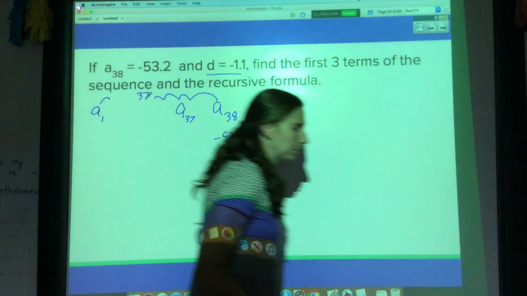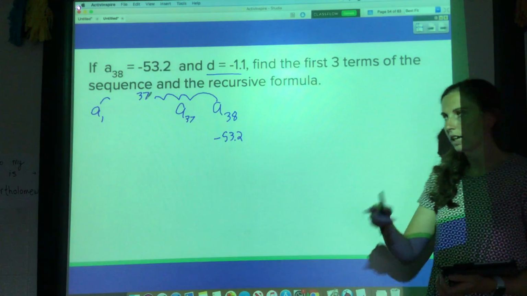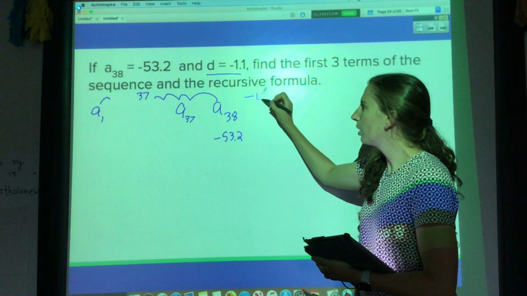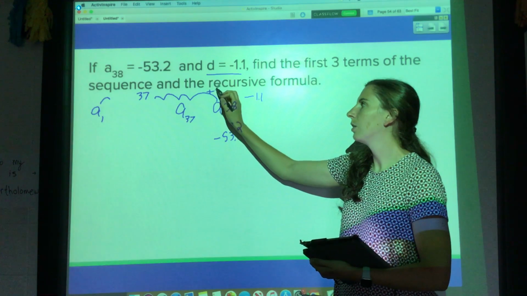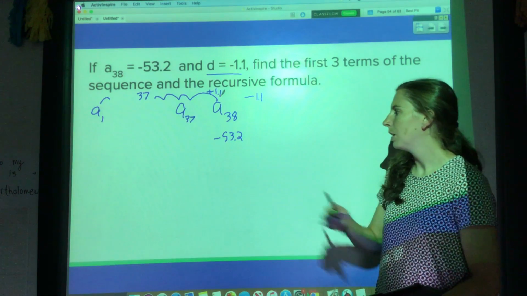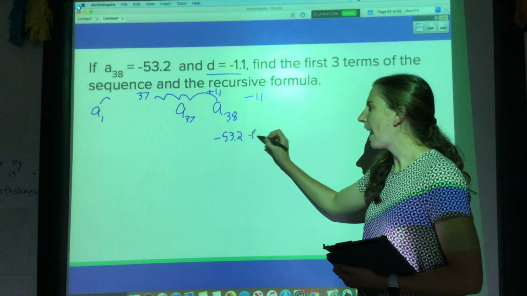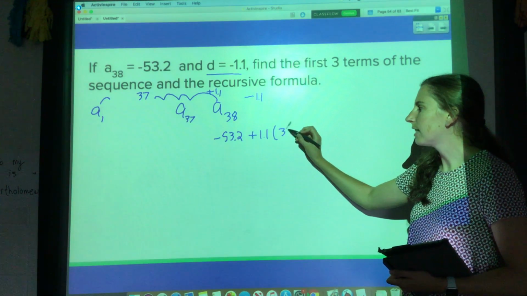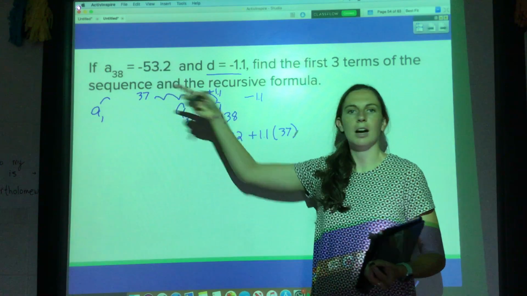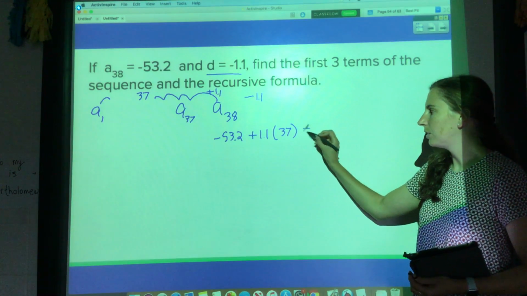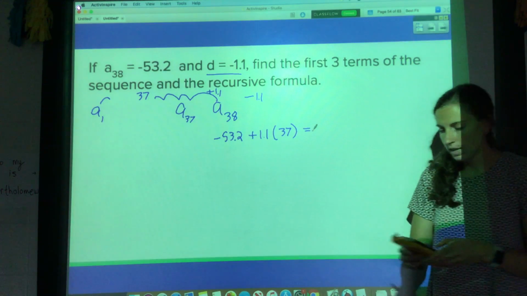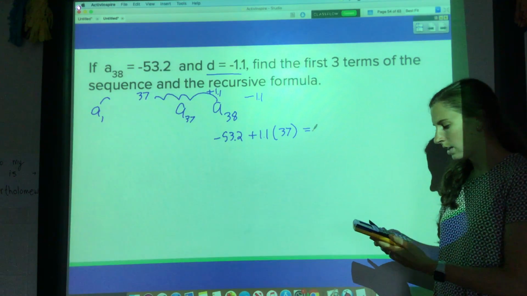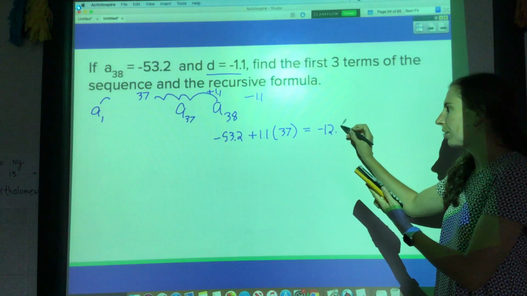Basically, to get to the first term, instead of sitting here and just typing it over and over again, this way we're subtracting 1.1. If I go that way, I'll need to add 1.1 because we're going backwards. Basically, I need to take that 38th term and add 1.1 again and again 37 times because it takes me 37 jumps to get back to A1. So negative 53.2 plus 1.1 times 37. That gets me negative 12.5.